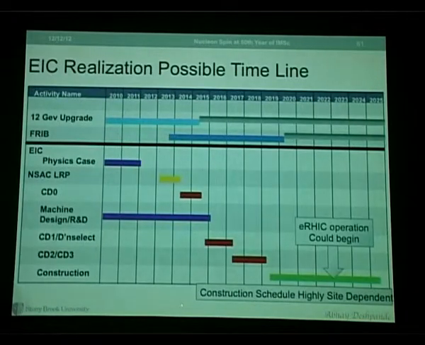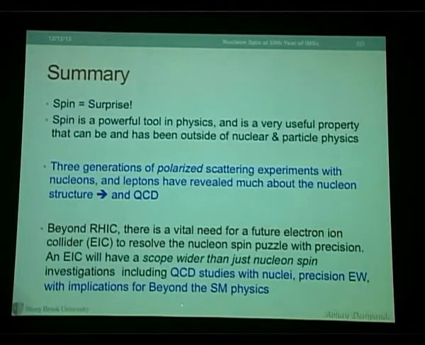Anyway, I don't want to discourage you from looking at it. The timeline for this electron-ion collider, maybe I went one ahead. I did, yes. That's my summary.